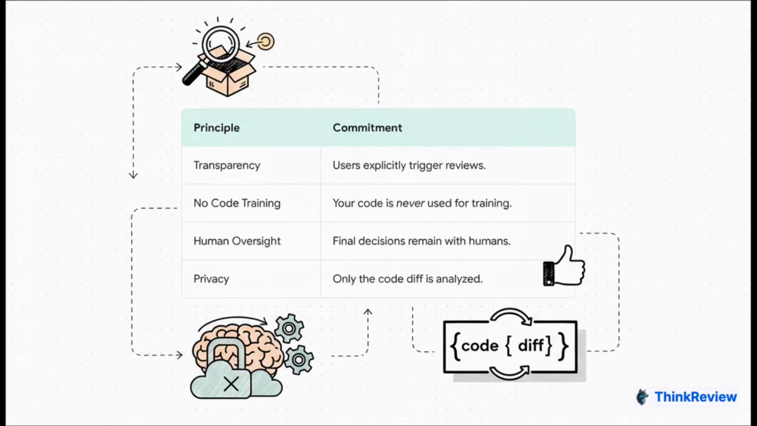So, these 3 pillars are all part of their bigger commitment to ethical AI. They make a few key promises. You are always the one to trigger a review. Nothing happens automatically. Your code is never used to train their models. The AI is just a suggestion tool. A human is always in charge. And it only ever looks at the code diff, not your entire repository.